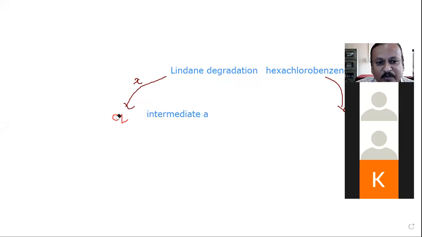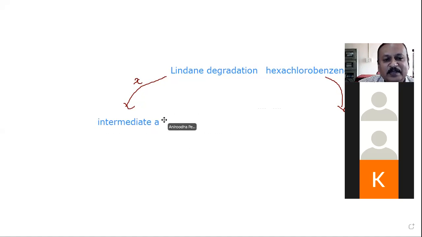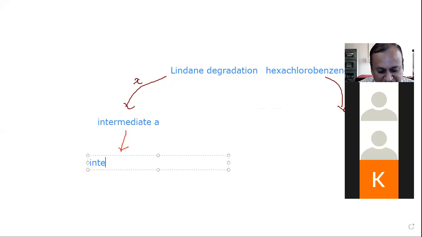Intermediate A is formed first. After that, then there is another intermediate B.